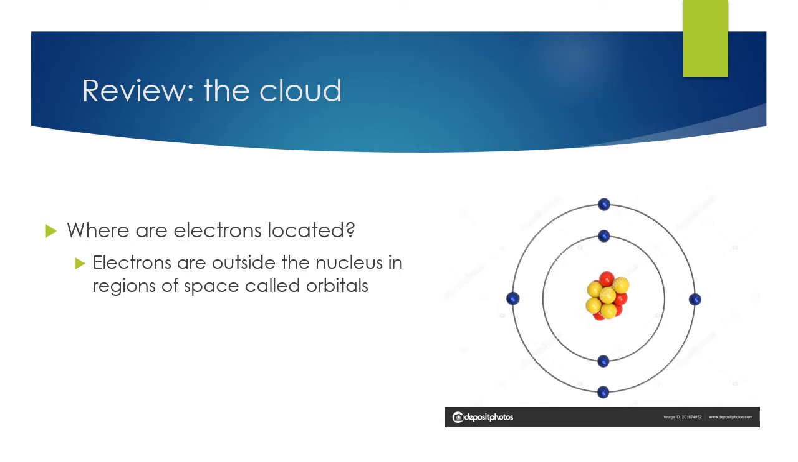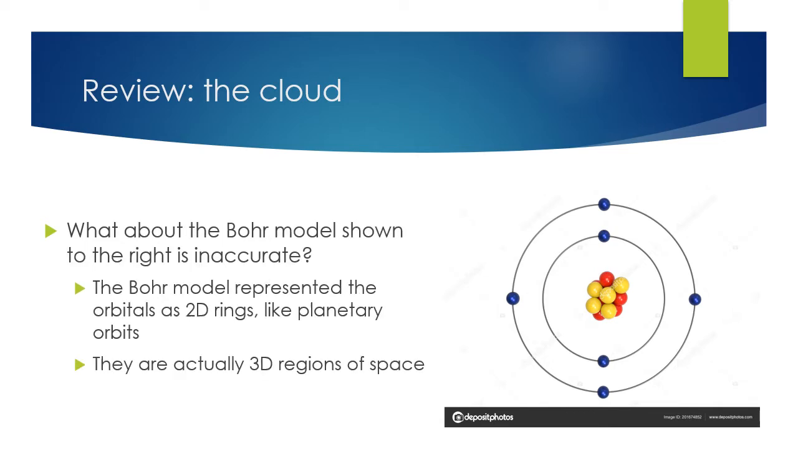Electrons are located outside of the nucleus in a region of space called the orbitals. The orbitals collectively are sometimes referred to as the electron cloud, because they occupy so much space that it kind of looks like there's just a lot of electrons in a random amount of space.